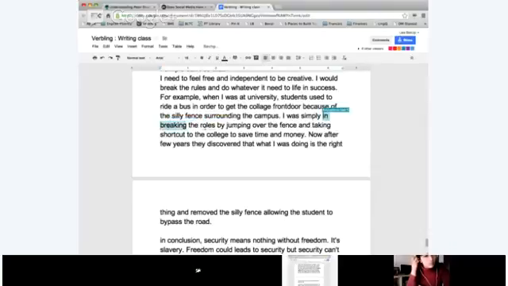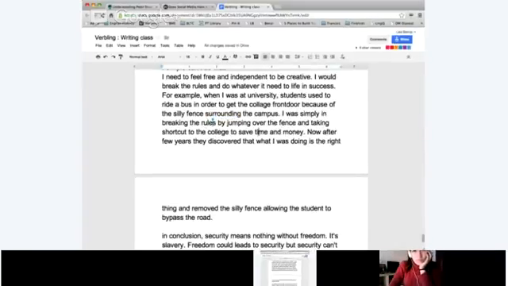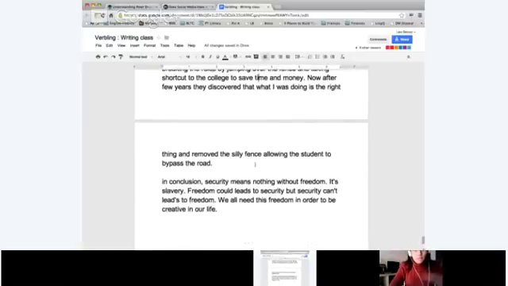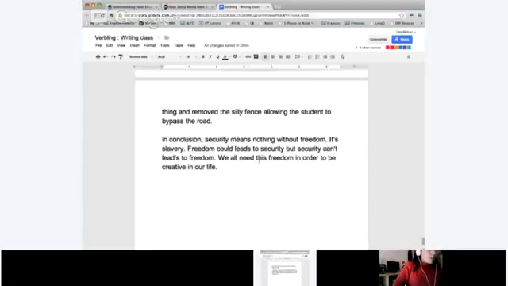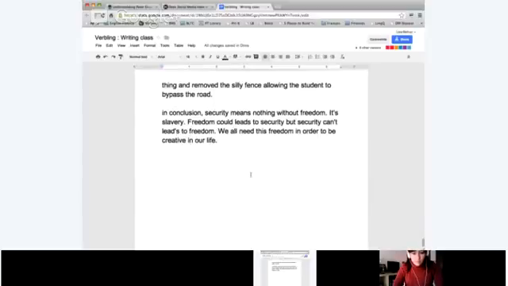I wrote it. Breaking the rules by jumping over the fence and taking a shortcut to the college to save time and money. Now, after a few years, they discovered that what I was doing is the right thing and removed the silly fence, allowing the student to bypass the rule. In conclusion, security means nothing without freedom. It's slavery. Freedom could lead to security, but security can't lead to freedom. We all need this freedom in order to be creative in our life.